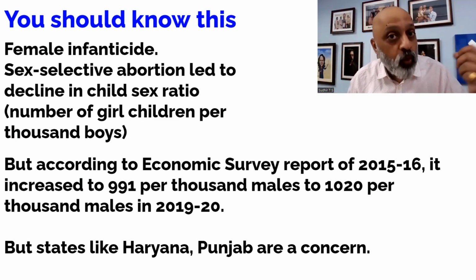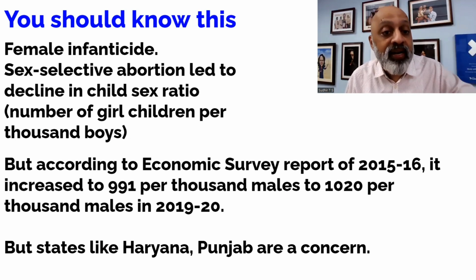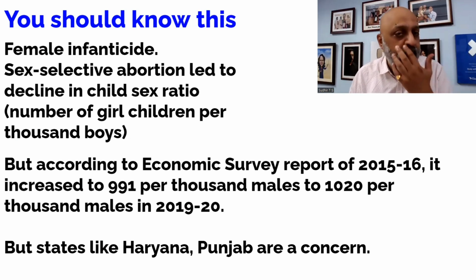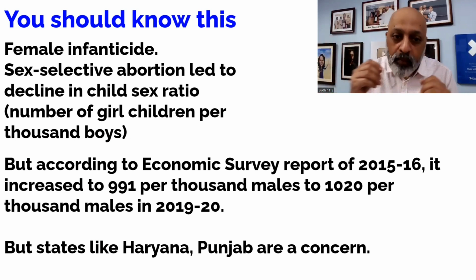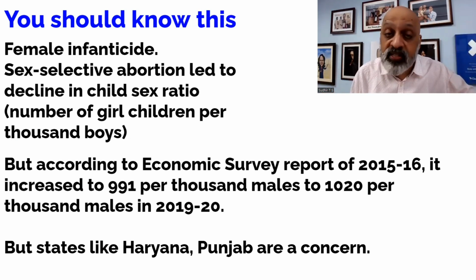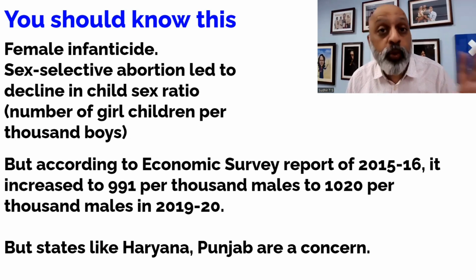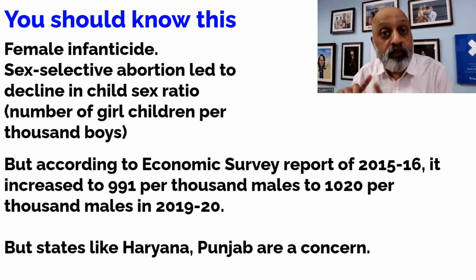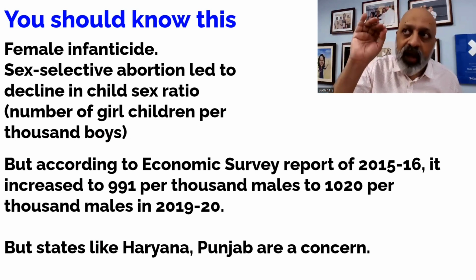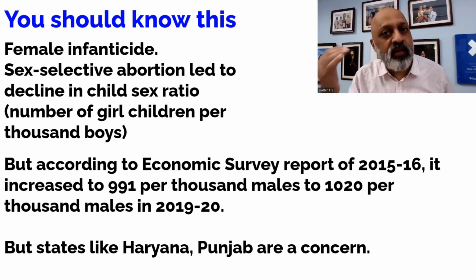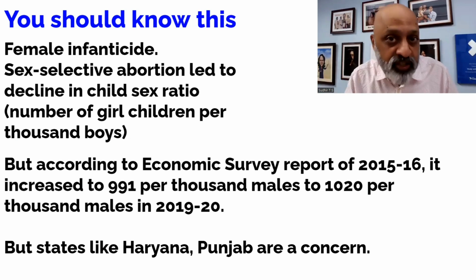states across India. And what this led to was a decline in the child sex ratio. Child sex ratio is the number of girl children per 1000 boys, and at one point of time it was just hovering around 914. But according to the economic survey report of 2015-16, it increased to 991 girls per 1000 boys. It should ideally be almost equal. Now, as per the 2019-20 economic survey, it increased to 1020 per 1000 boys, which means that the sex ratio is better. But in some states like Haryana and Punjab in particular, and Haryana has always been a problem state in this regard, they are a concern because there the sex ratio is much less than the national average.